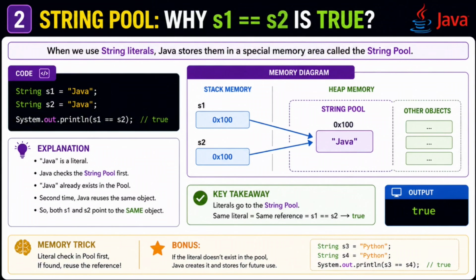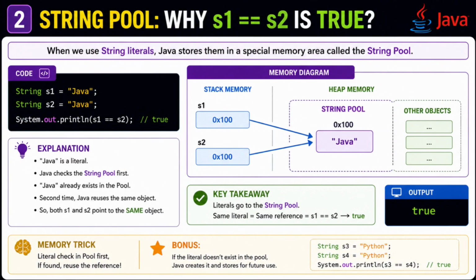Take a look at this example. We create 2 string variables containing the same literal value, Java. When we compare them using double equals, the result is true. Why? Because Java stores string literals in a special memory area called the string pool. When Java sees the second literal, it first checks whether that value already exists in the pool.